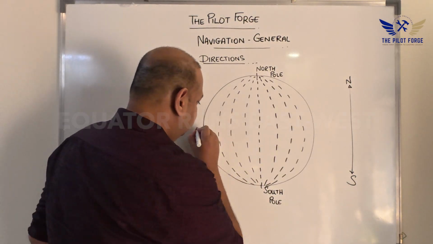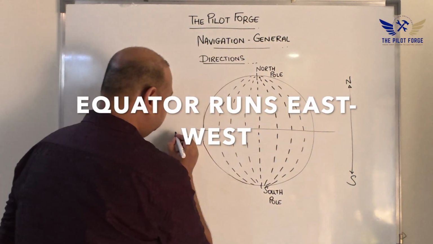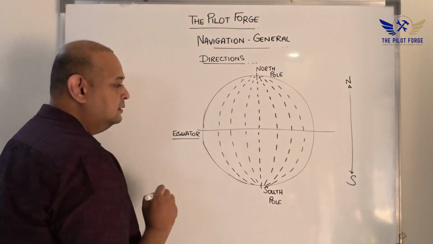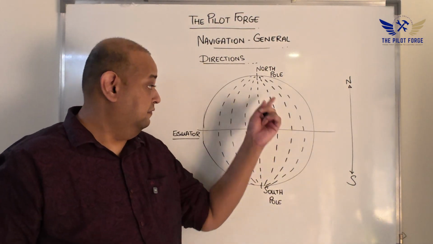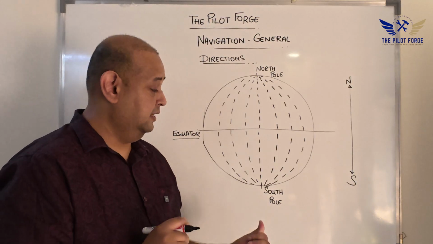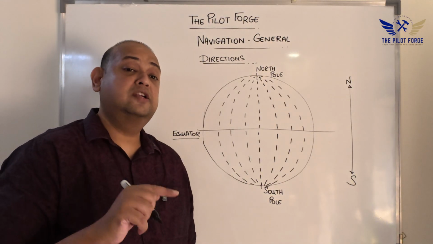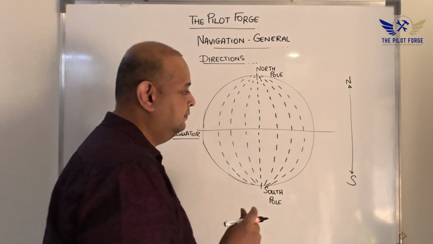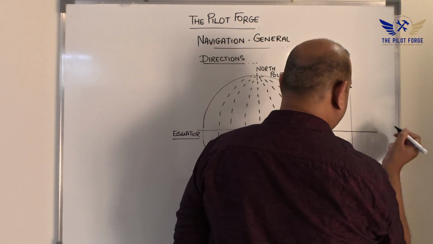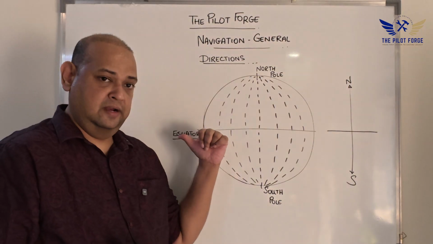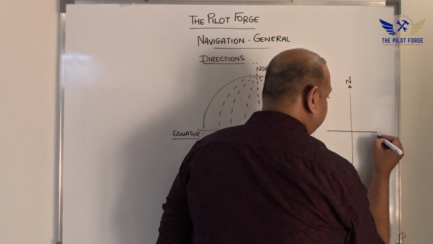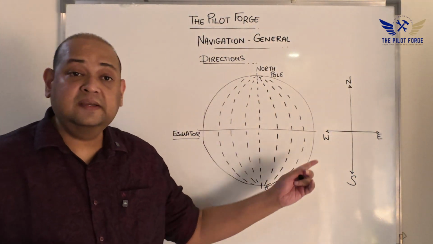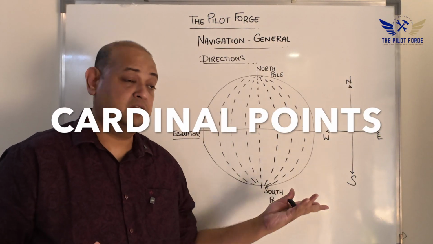Let's introduce the equator. Now the equator runs east and west. It divides the planet into two equal parts. We'll remember that for later. But what it also does is introduce two new directions to us. It introduces traveling east, which is that direction, and traveling west, which is that direction. Okay. This gives us the main four directions. These are called the cardinal points.